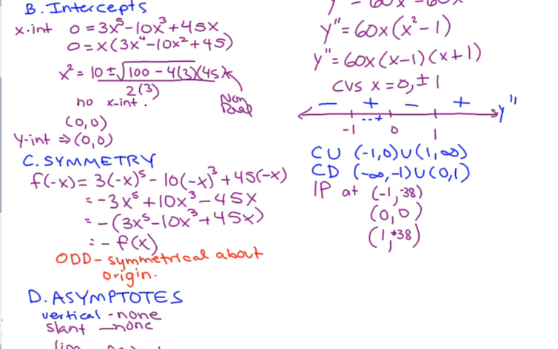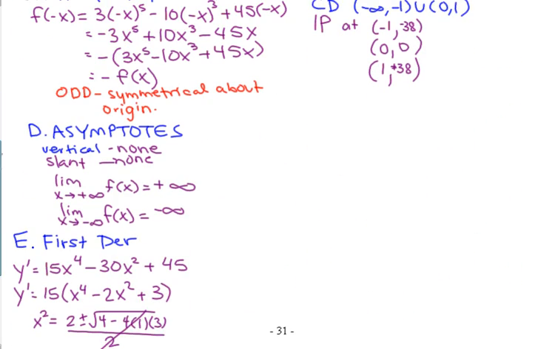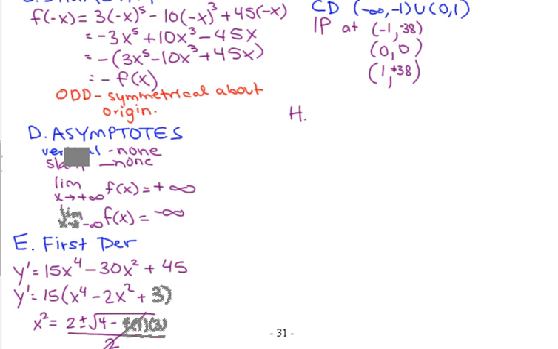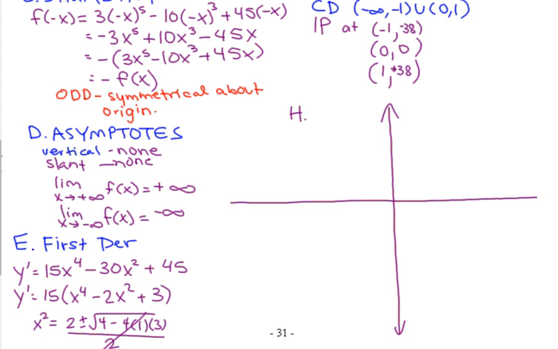All right, finally we can get to the last part, which is drawing it. Sketch. Okay, so this is going to be highly not to scale. 38, negative 38. Okay, so let's put in our intercept. Our inflection point, I'm going to label it as an inflection point.